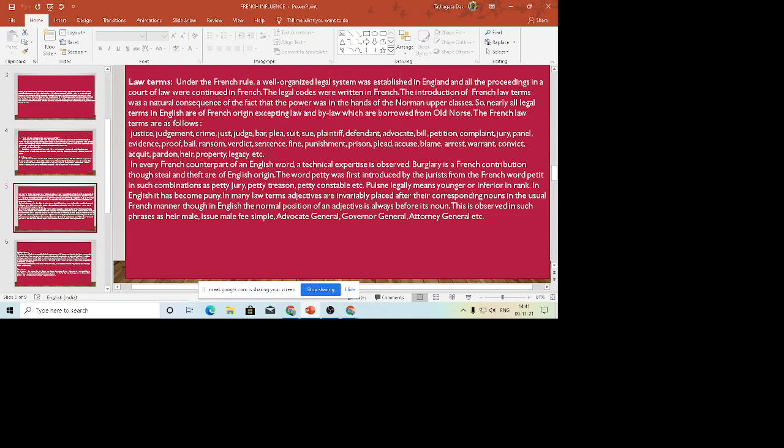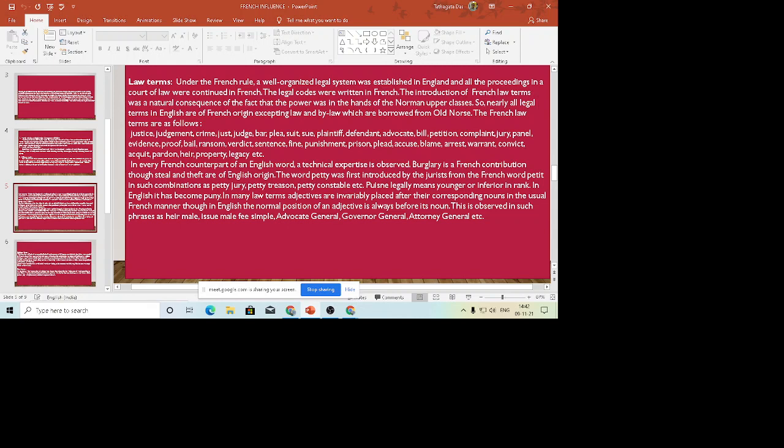The French law terms are as follows. Again we will see a number of French law terms. What are these? These are justice, judgment, crime, just, judge, bar, plea, suit, sue, plaintiff, defendant, advocate, bill, petition, complaint, jury. I'm not reading all the words, but as you can see yourself, all these words relate to crime, legal redress, and everything related to legal matters, as you can see: arrest, warrant, convict, like that. So there are also, like the other categories we have seen, a number of these words which deal with legal matters.